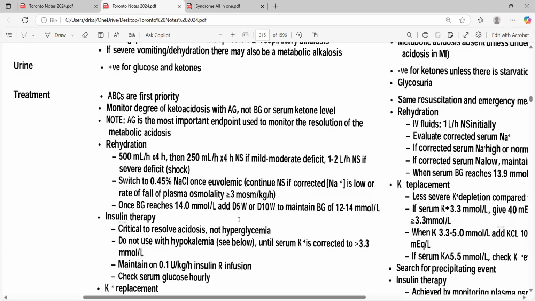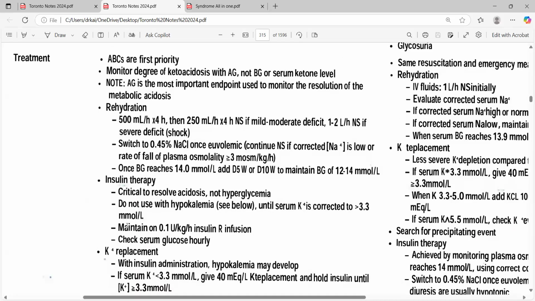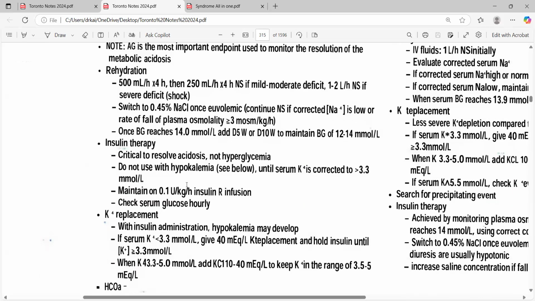Now we are already done with the dehydration part. What is the next step? Adding the insulin therapy. In that case, you give the insulin but do not use it with hypokalemia, so you have to check the potassium level and then add the insulin. So it can be asked this way: before adding insulin, what would you like to do, or what's your next step? After rehydration, we are going to check the potassium level, then add the insulin. So don't forget the middle part. The middle part is basically potassium checking and then the insulin.